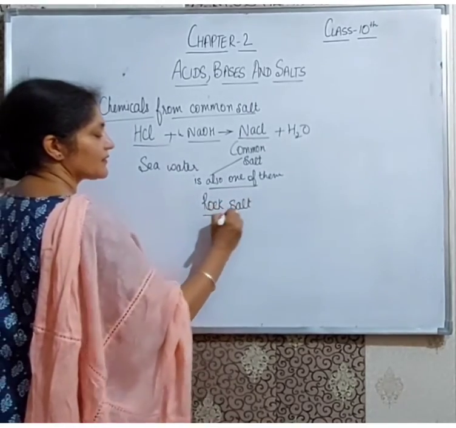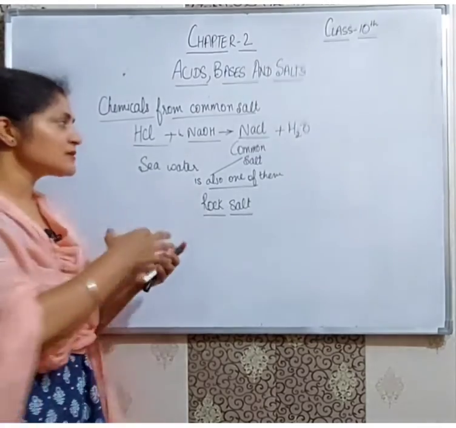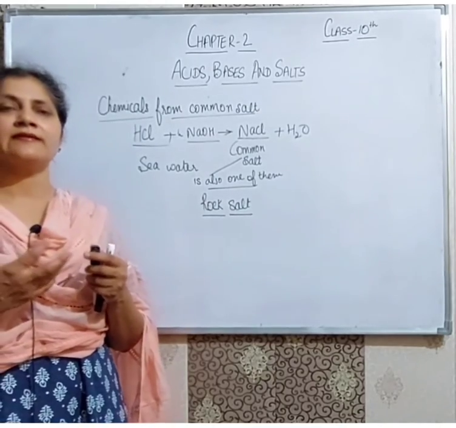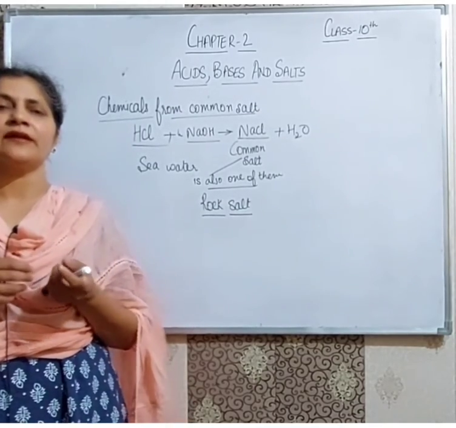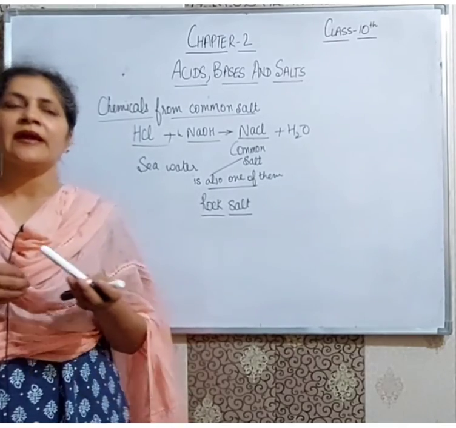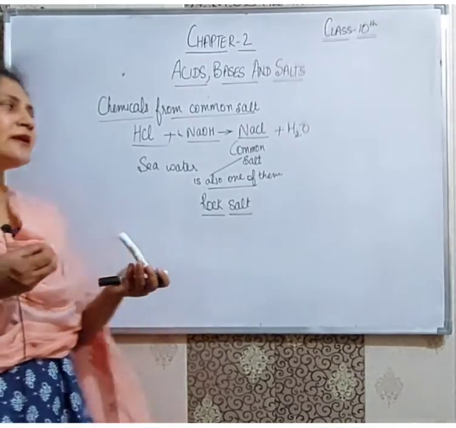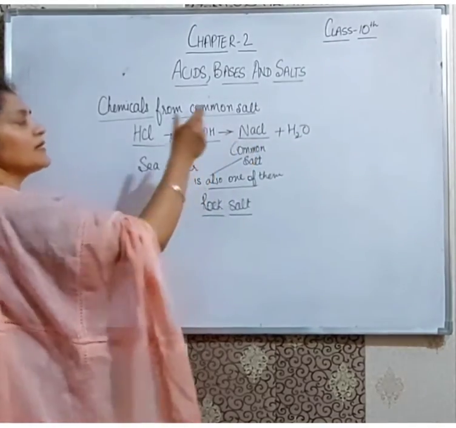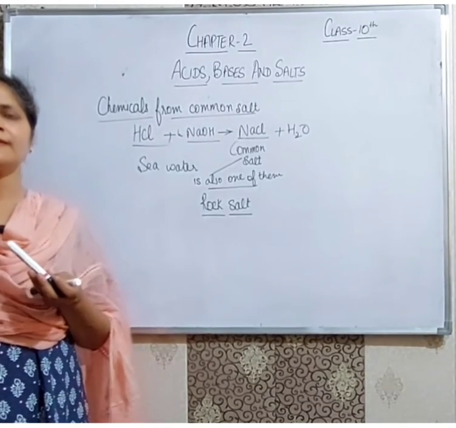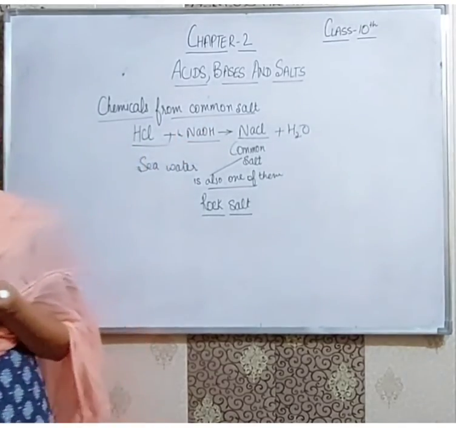Right students? So this common salt is used in the manufacture of many daily things, like baking soda, washing soda, bleaching powder. Everything that we use, these chemicals in our daily life, are basically made from sodium chloride. Now students, one by one we will discuss the various chemicals formed from the common salt.